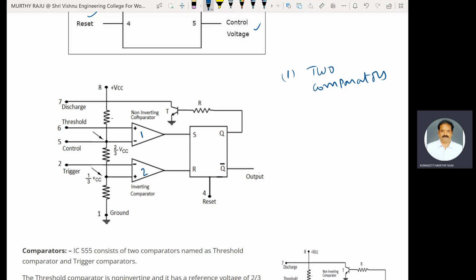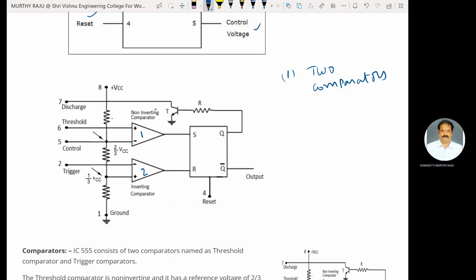Comparator 1 is also called a non-inverting comparator. Comparator 2 is called an inverting comparator. Comparator 1 is called a non-inverting comparator because threshold voltage is applied to sixth pin, the non-inverting terminal of comparator 1. Comparator 2 is called an inverting comparator because trigger voltage is applied to second pin, that is the inverting terminal of comparator 2. Two comparators.